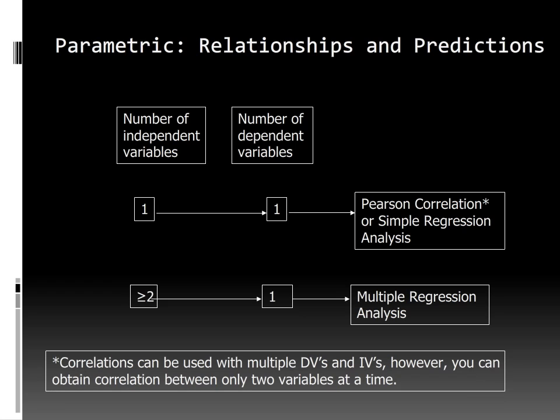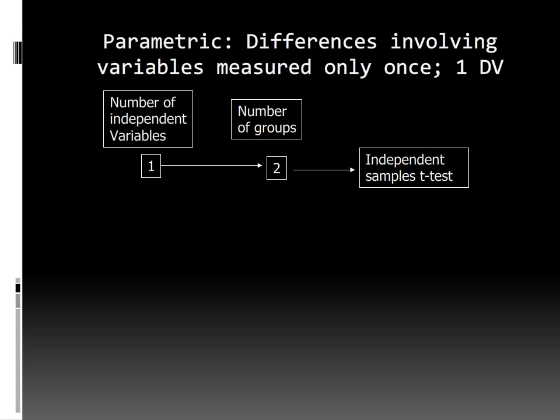If you are looking at predictions and have two or more independent variables and one dependent variable, it is most appropriate to use a multiple regression analysis. A multiple regression analysis would tell us how much of the cognitive anxiety variance is predicted by each of the contributors. There are a variety of tests we can use to look at differences involving variables that are only measured once. That means we only have one dependent variable.